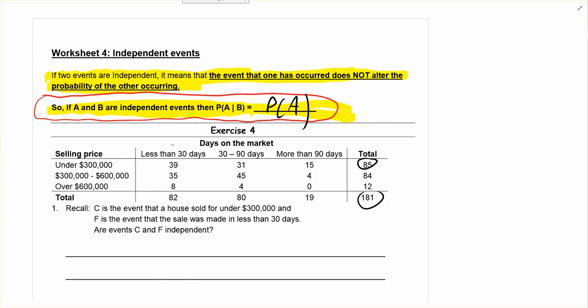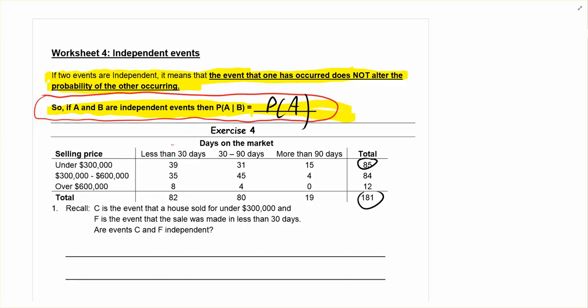Welcome back. So this is video 2 on statistical independence, testing whether or not two events are independent. In video 1 we looked at what that idea actually means and we looked at some examples, and I suggest you watch that one first if you've not heard of this stuff before, and then it'll make more sense. So a summary of what we found in that was that if two events are independent, it means that the event that one has occurred does not alter the probability of the other occurring.